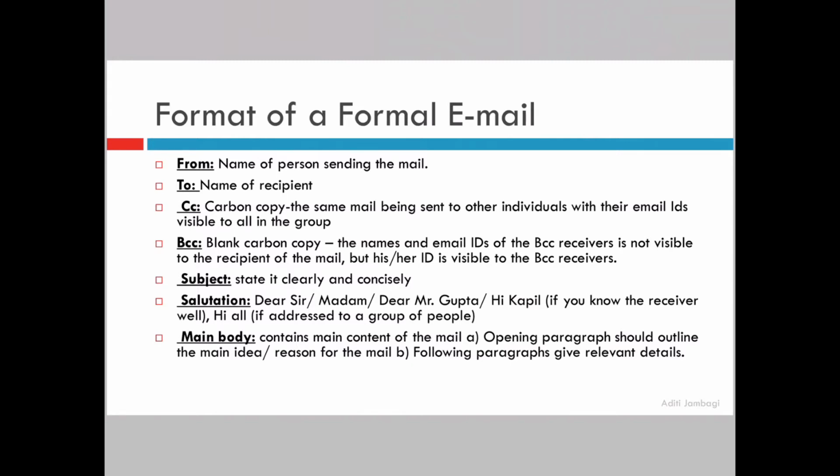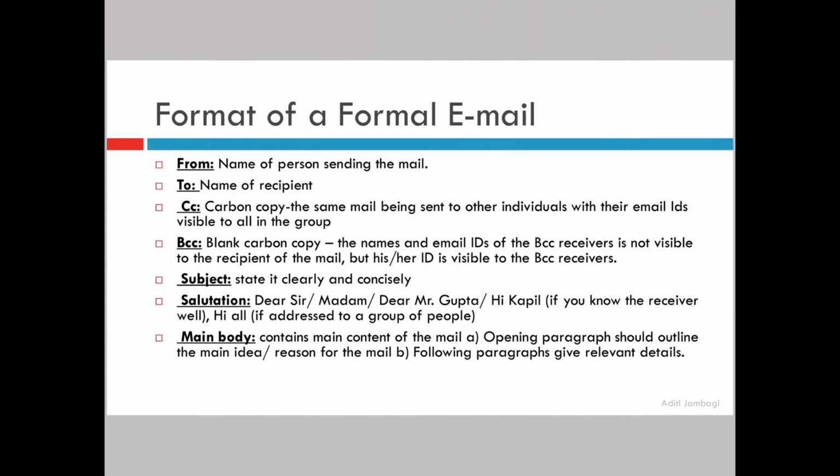CC is carbon copy, the same mail being sent to other individuals with their email IDs visible to all in the group. So CC is nothing but you mark CC to people who you want to pass on this email as well, and everybody can see whoever is CC'd in the email. So it is not hidden or closed. So it is basically, if you want to send a group email, you can do this. BCC is blind carbon copy.